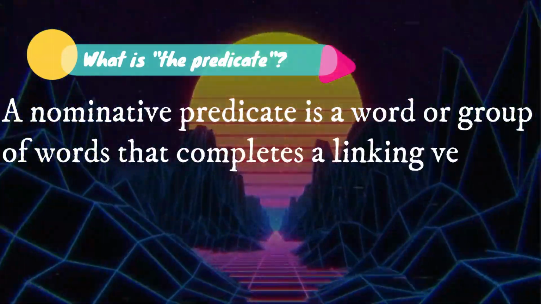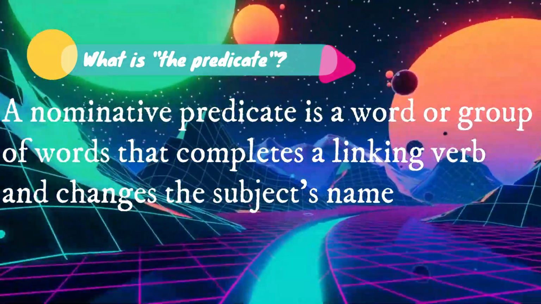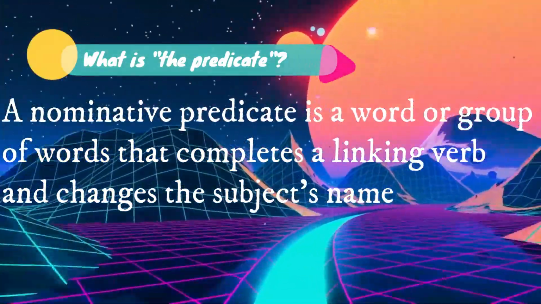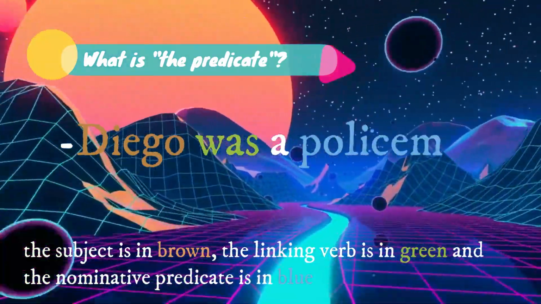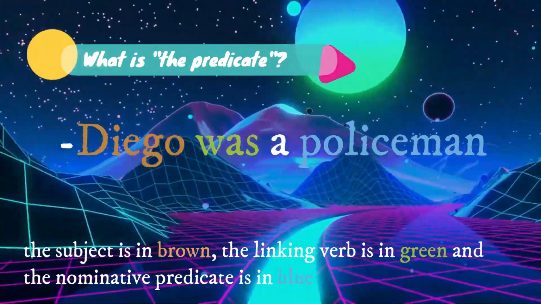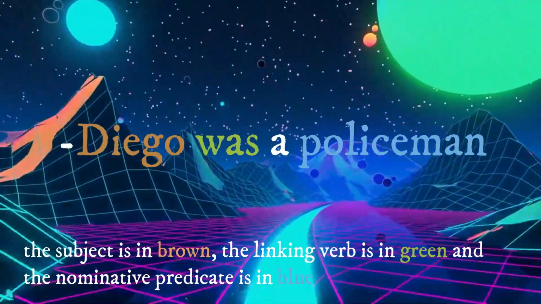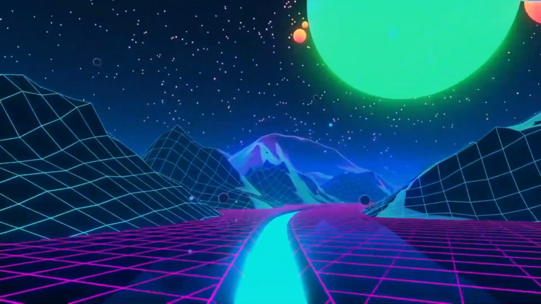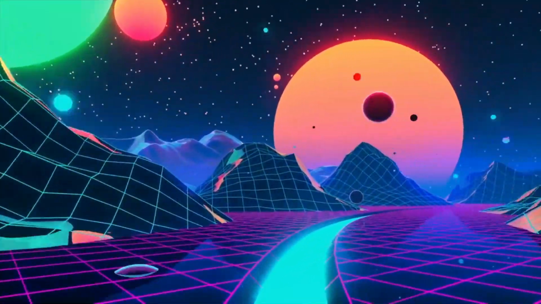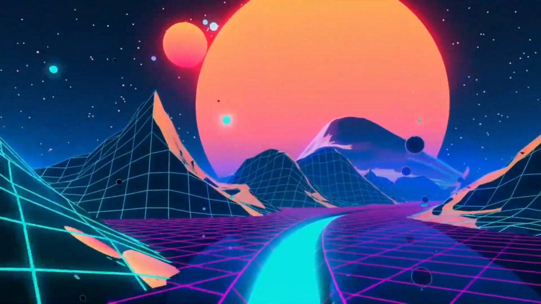A predicate nominative, also called a noun predicate, is a word or group of words that completes a linking verb and renames the subject. For example, Diego was a policeman. In this case, we have the subject Diego, the linking verb was, and the predicate nominative a policeman. For people who don't remember what the linking verbs are, they are the ones that link the subject with additional information about it, right?